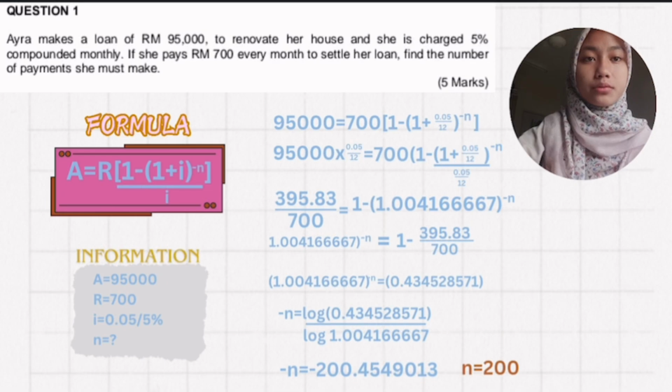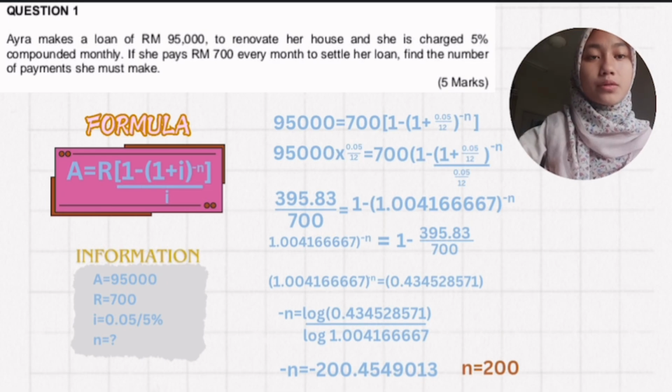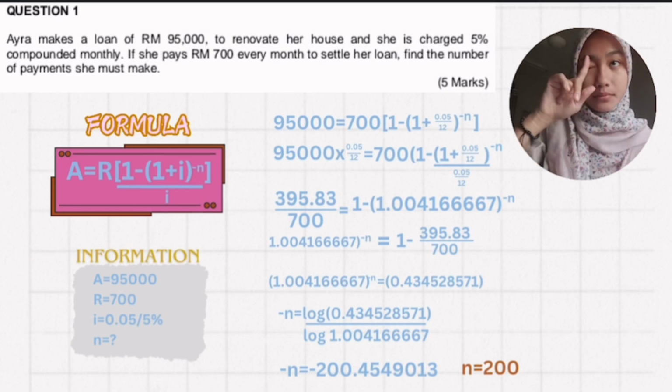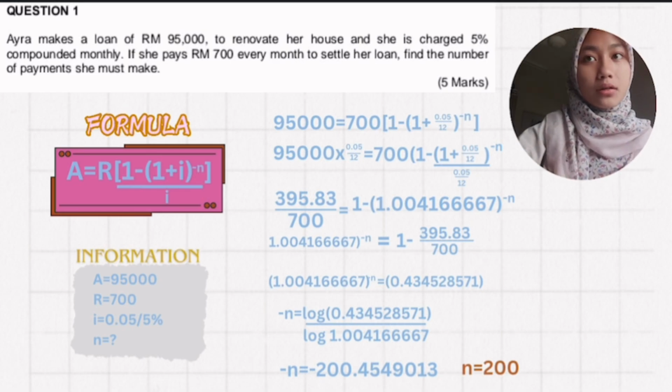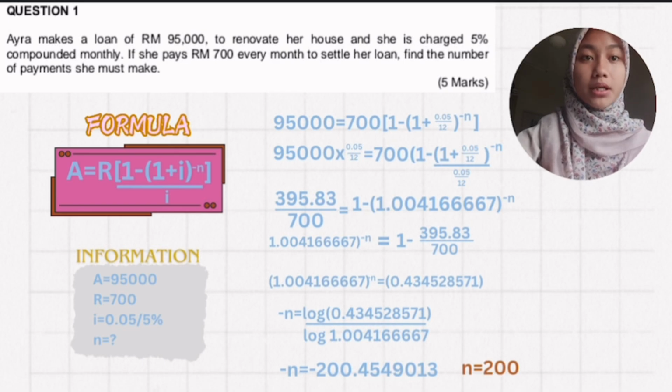And now I'm going to show you guys the solution for this question. The question is, Ira makes a loan of RM95,000 to renovate her house, and she is charged 5% compounded monthly. If she pays RM700 every month to settle her loan, find the number of payments she must make. To find it, the formula is A = R[1 - (1 + i)^-n] / i.